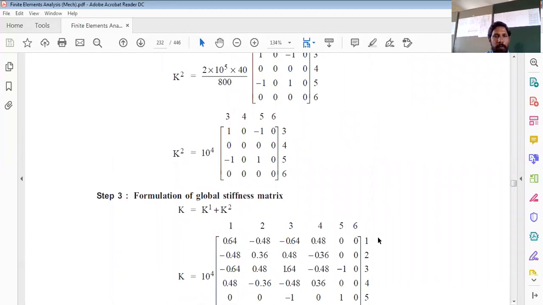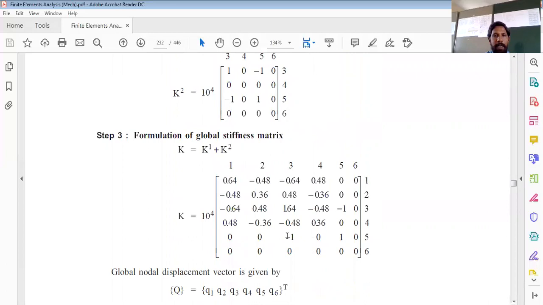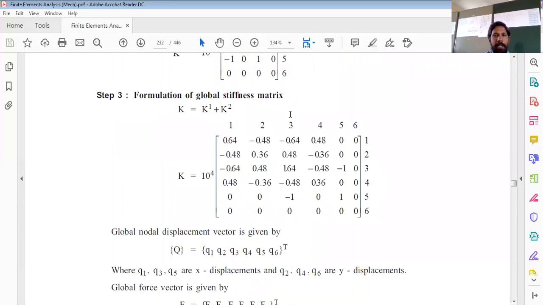You have to search for 2 cross 1. 2 cross 1 is there in K1, which is minus 0.48. So I have to write minus 0.48. Similarly, 3 cross 1, 4 cross 1, 5 cross 1, 6 cross 1, 1 cross 2, 2 cross 2, 3 cross 2, 4 cross 2, 5 cross 2, 6 cross 2. Like this, you have to form a global stiffness matrix.